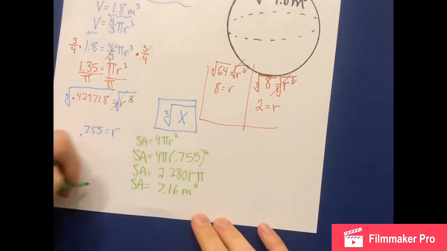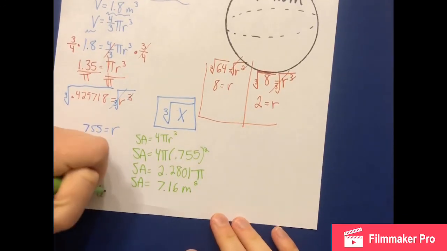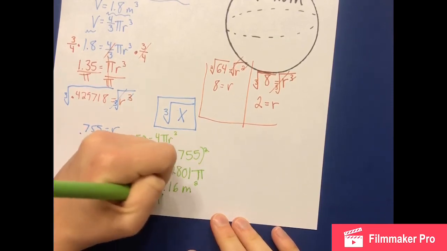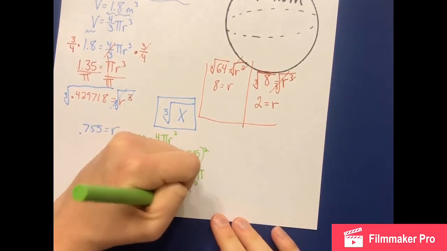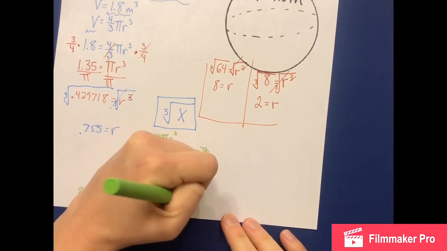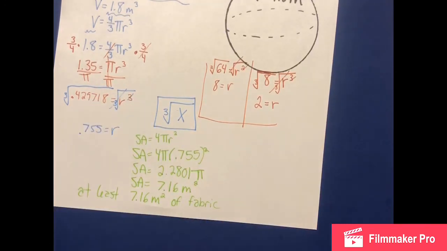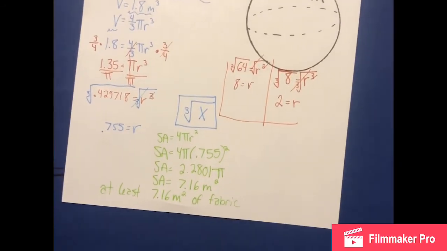And so I need at least 7.16 meters squared of fabric. So I need 7.16 square meters, okay?